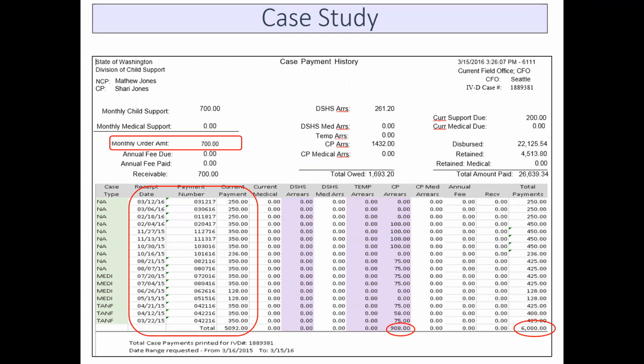Now in that CP arrears column, you can see over the past 12 months, $908 has been collected in arrears for a total of $6,000, which is both the regular payment and the arrears.